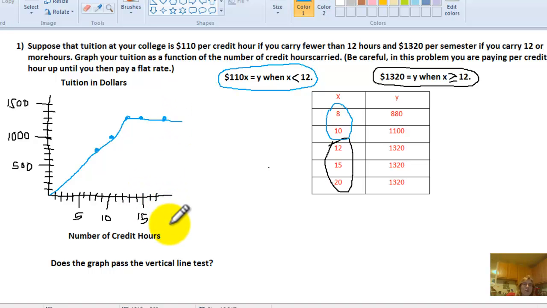So overall, does this pass the vertical line test? Yes, it does, because anytime you draw a vertical line, you're not having more than one point. So if you draw a vertical line through here, it only crosses the line once. It doesn't cross it twice. And that's hard to show here. But yes, it passes the vertical line test, so it is a function. Okay, and I hope that straightens out that one.